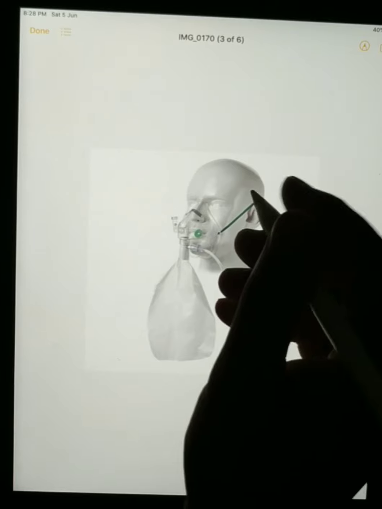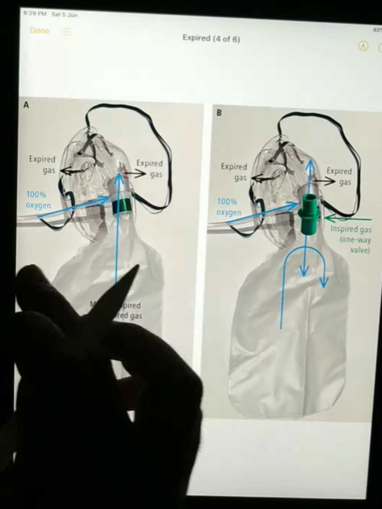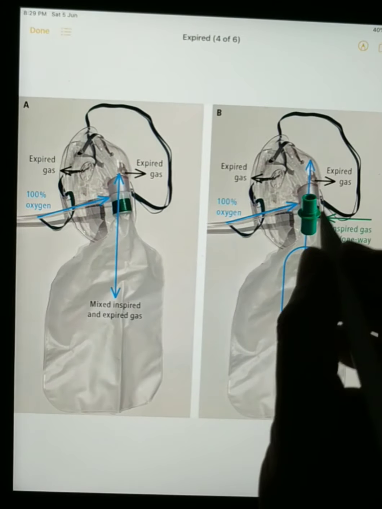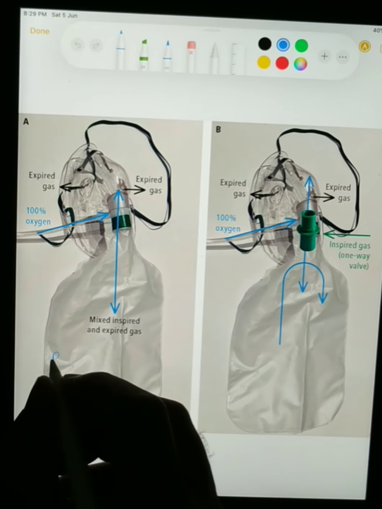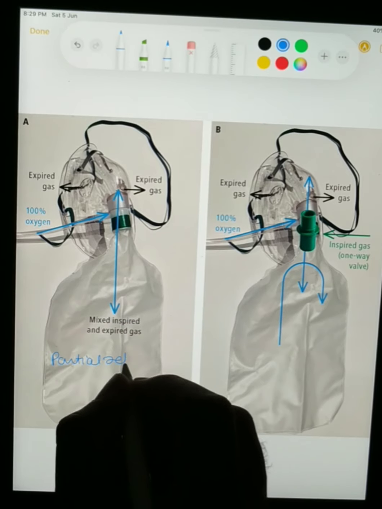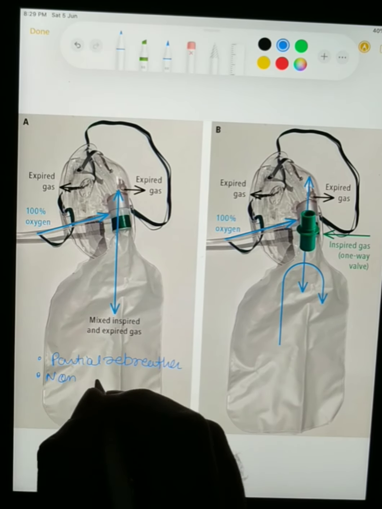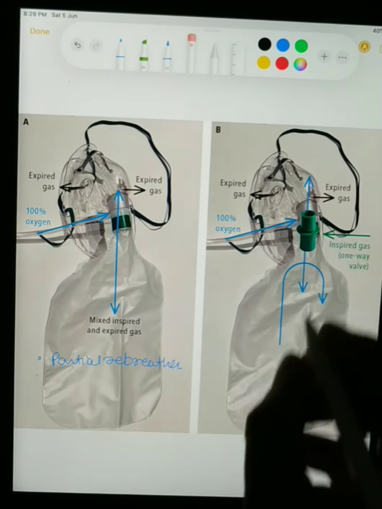Next is the partial rebreather and non-rebreather mask. In this picture you can see the partial rebreather and the non-rebreather mask. This one is partial rebreather, and this is the non-rebreather. Sorry, this is non-rebreather mask.